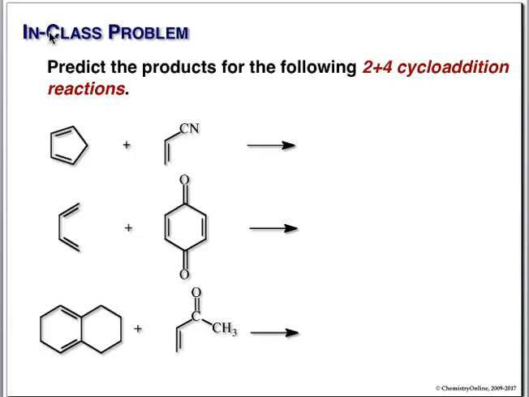Our first one here, we have cyclopentadiene. Remember, we're going to add the terminal carbons of the diene to the carbons of our dienophile. And our product should look like this. Again, it's a bicyclic thing.